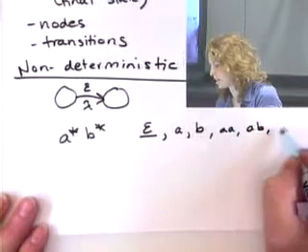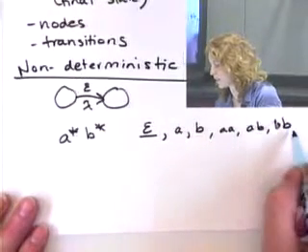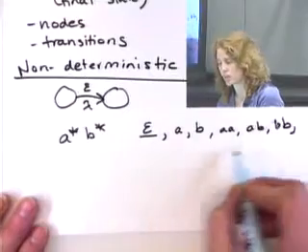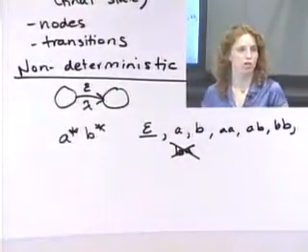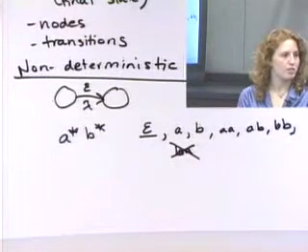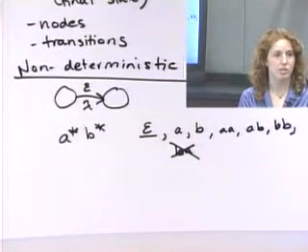I can get an A and then a B. I could get 2 B's. But what can I not get? BA. So BA is not allowed. So that's going to be one of the things I should check when I draw my diagram. Does my finite state machine that I drew accept BA? Because if it does, that's a problem.